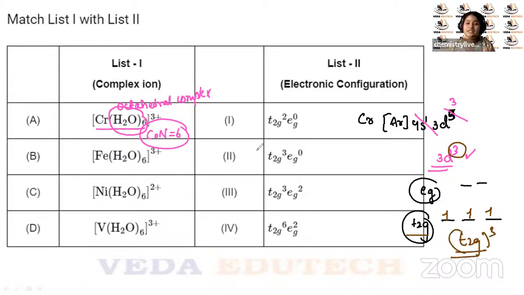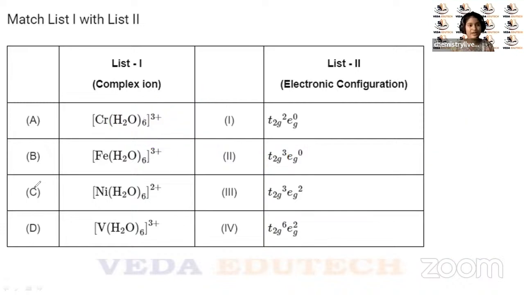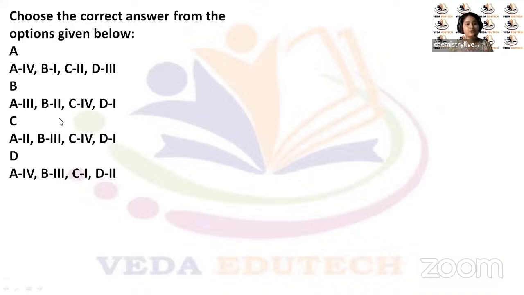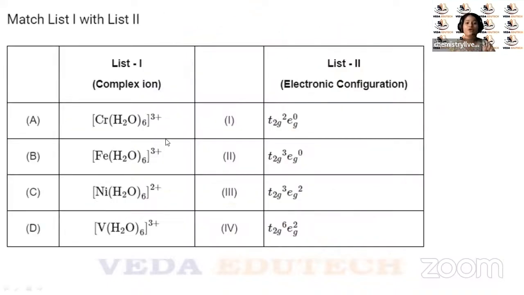t2g3 is in which option, children? t2g3 is only in one option, that is 2. So you are going to match, and eg is 0. That is only in one option, that is A2. So A2, if we go to the next slide, we see that A2 is there only in option 3. So after solving just one, you can know that you're having the answer in option 3.